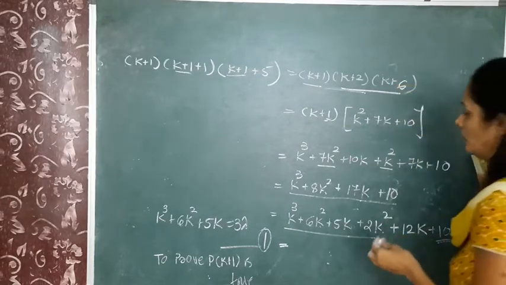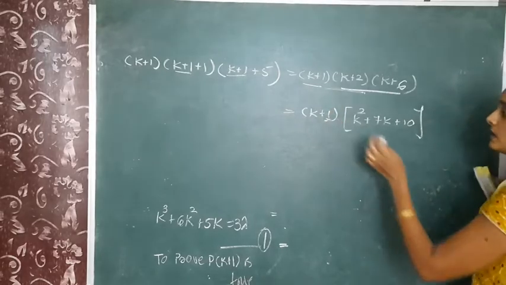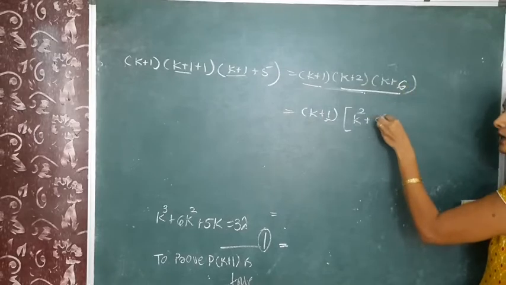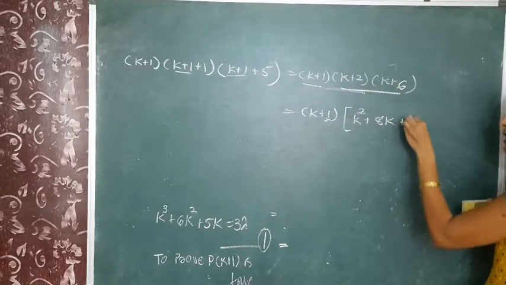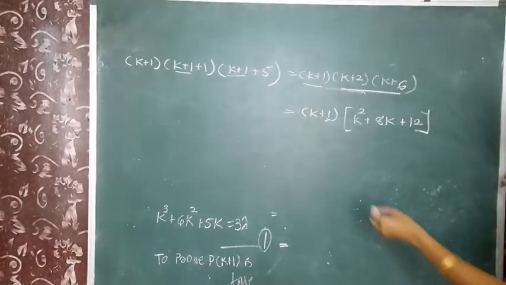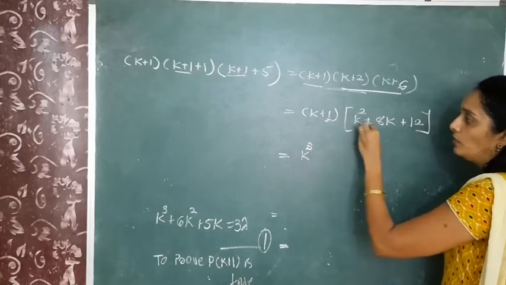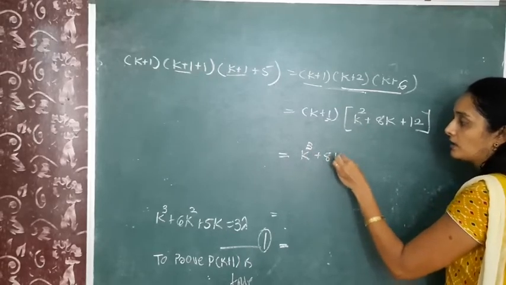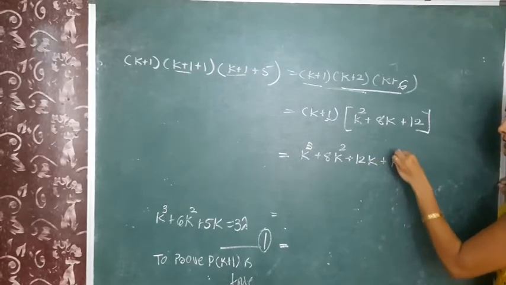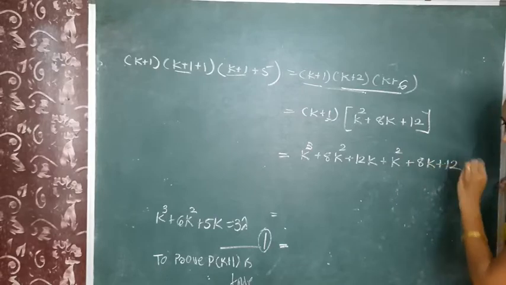Okay, so I can write again, k plus 1 as it is. Here k square, 6 plus 2 is 8k, plus 6 twos are 12. Be careful. Now we multiply this bracket. So k cube plus 8k square plus 12k plus k square plus 8k plus 12.